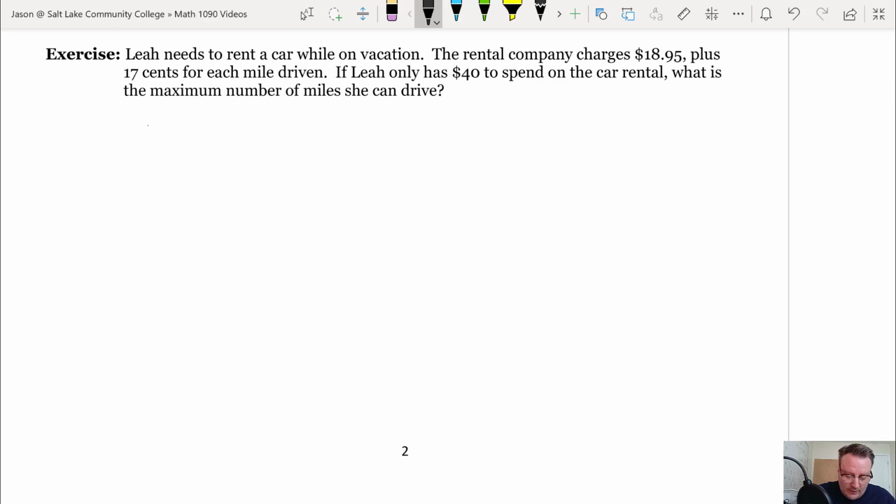So our cost function, c of x, would be $18.95, the fixed cost, plus the variable cost, 0.17 times x, because it's 17 cents per mile that she drives. So I have to multiply that by x, the number of miles. And here I'm letting x equal miles driven.